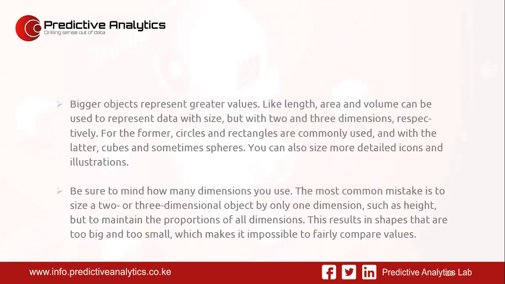Bigger objects represent greater values. Length, area, and volume can be used to represent data with size, but with 2 and 3 dimensions, respectively. For the former, circles and rectangles are commonly used, and with the latter, cubes and sometimes spheres. You can also size more detailed icons and illustrations. Be sure to mind how many dimensions you use. The most common mistake is to size a 2 or 3D object by only one dimension, such as height, but to maintain the proportion of all dimensions. This results in shapes that are too big and too small, which makes it impossible to fairly compare values.